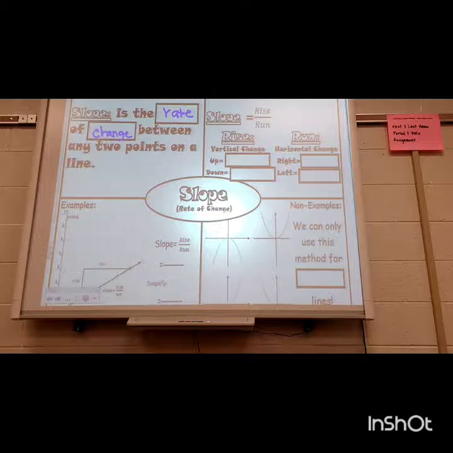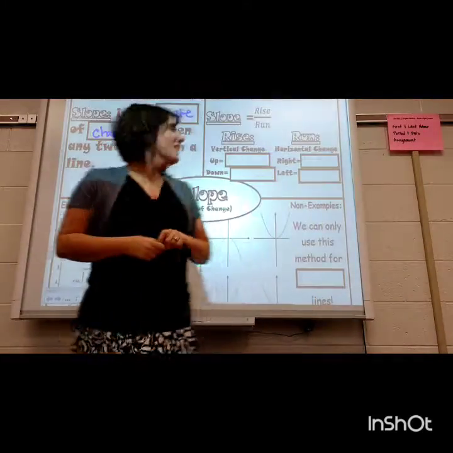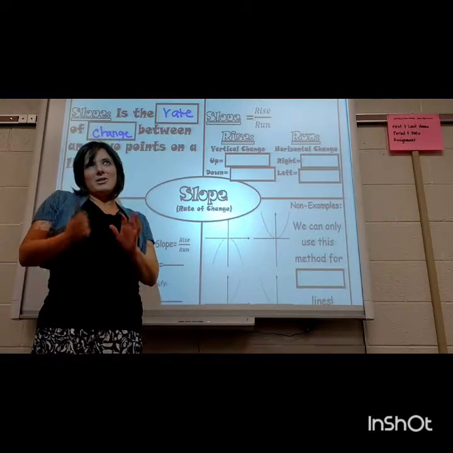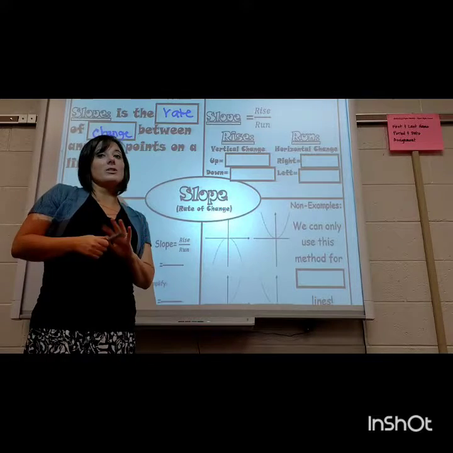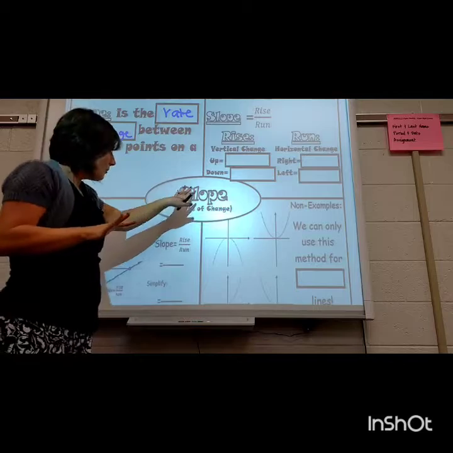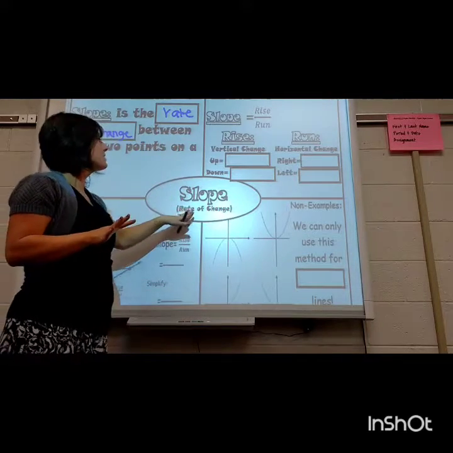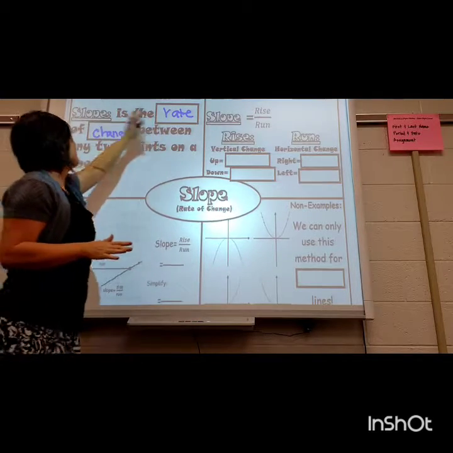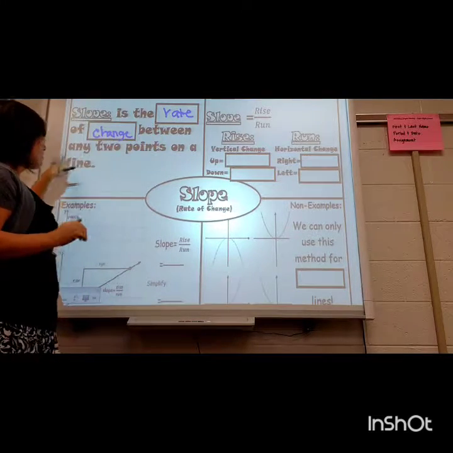So Slope is sort of like a man of mystery. He's like GoldenEye or 007 or Bond, James Bond. Has many identities but is all the same thing. One of Slope's identities is rate of change. Slope is the rate of change between any two points on a line.